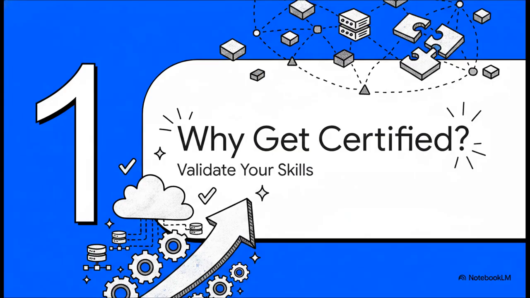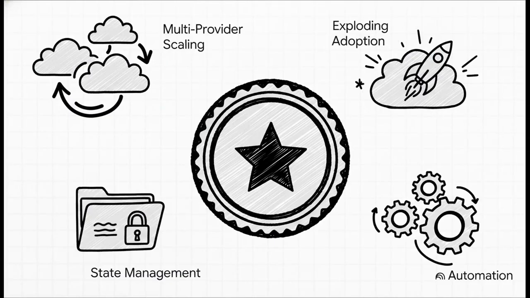Section 1. Why get certified? Validating your automation skills. With cloud adoption exploding literally everywhere, this cert proves to employers that, hey, you actually know how to safely scale infrastructure across multiple providers using HashiCorp Configuration Language, or HCL. It's proof that you don't just know the theory. You know how to manage state securely, and you're ready to bridge the gap into those highly sought-after, automation-centric roles.